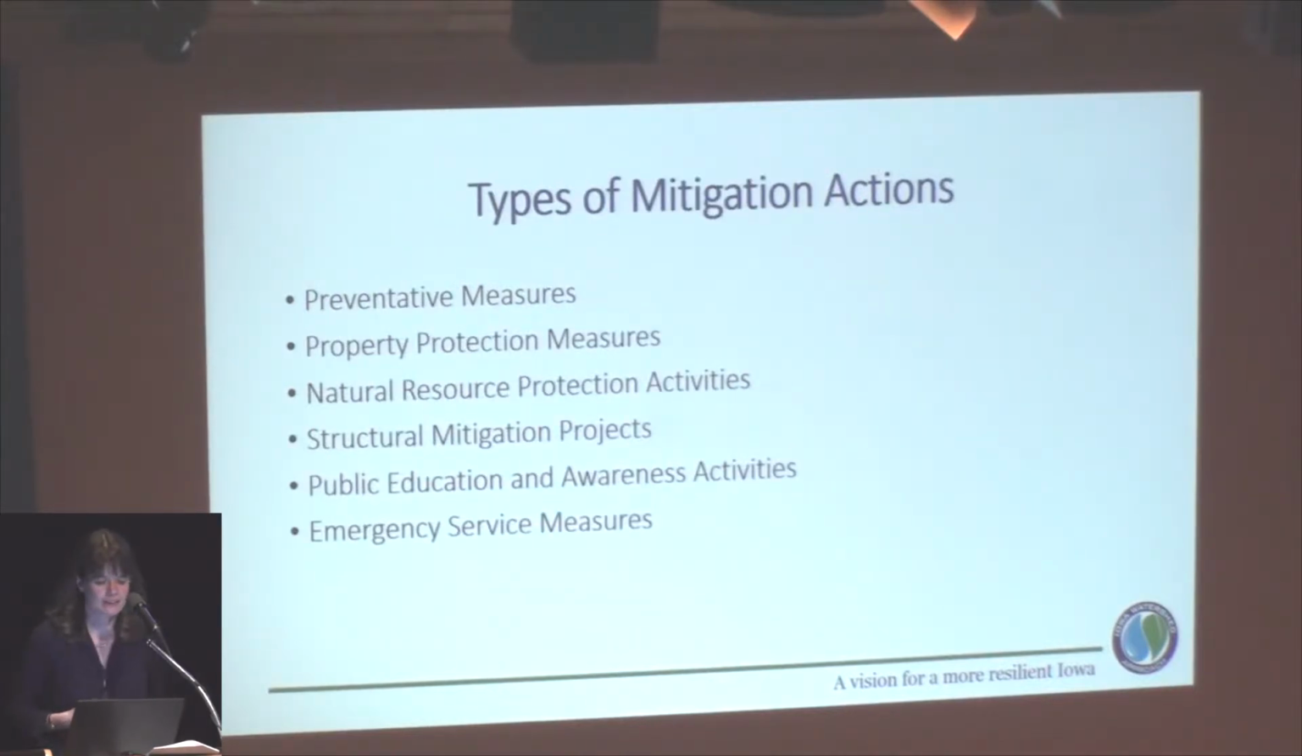So the types of mitigation actions that we look at with this type of product are preventative measures, property protection measures, natural resource protection activities, structural mitigation projects, public education and awareness activities, and emergency service measures. Most of you are probably familiar with these types of things. I'm always really surprised when I go someplace and we're doing disaster recovery work, and most people had absolutely no idea that they lived in a floodplain, or they had absolutely no idea that they couldn't leave town if their highways were inundated. Chris showed a really good map of choke points. If that town has a 100-year event, no one's going anywhere, and that's a really important thing to know.